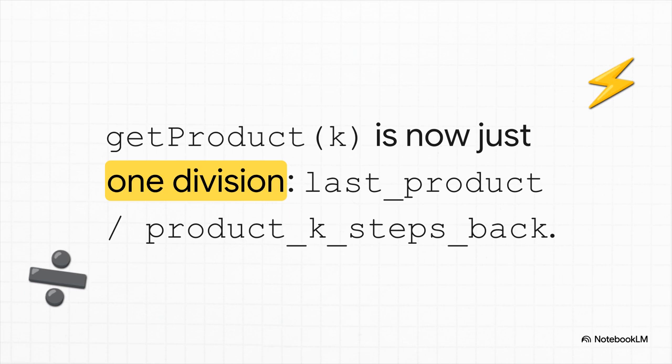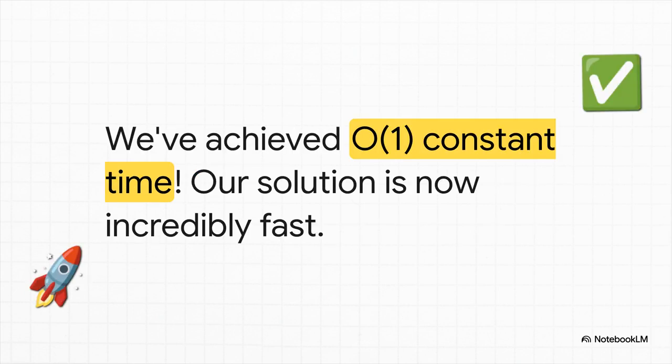And what's 30 divided by 3? It's 10, which is exactly 2 times 5. We got the right answer with a single division. And boom, just like that, product is now O(1). Constant time. It is incredibly fast. It doesn't matter if you want the product of the last two numbers or the last 2 million. It's always just one division.